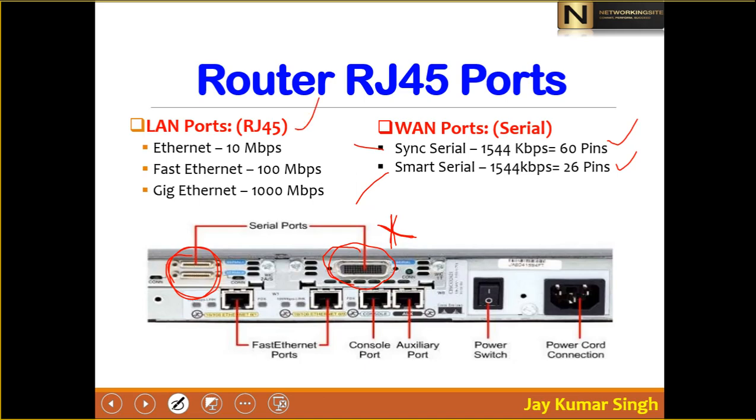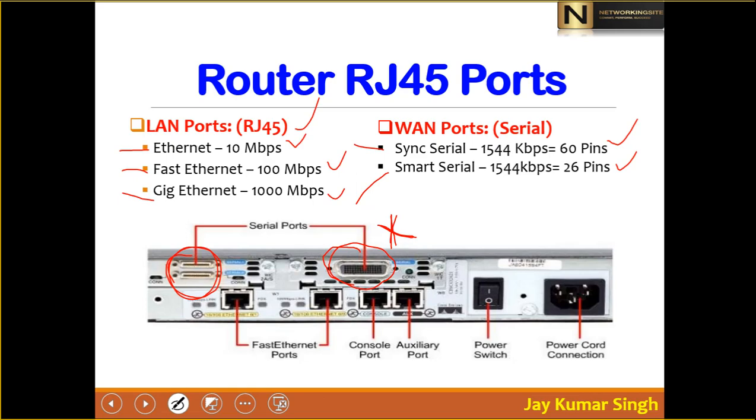So here we have LAN ports with RJ45. We have three different types of Ethernet technology: Ethernet, Fast Ethernet, and Gigabit Ethernet. Ethernet supports up to 10 Mbps speed, Fast Ethernet supports up to 100 Mbps speed, and Gigabit supports from 1 Gbps to 10 Gbps.